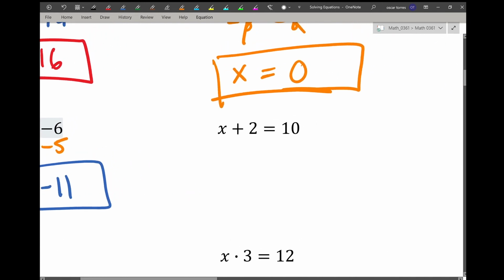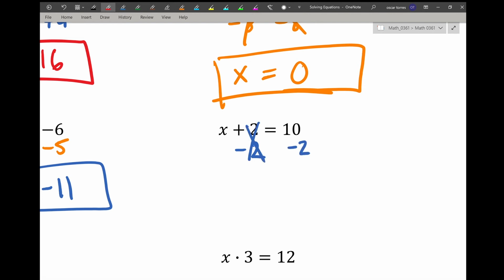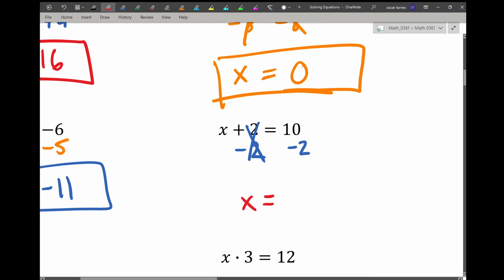All right, so moving on to the next one, x plus 2 equals 10. I want to get the x by itself, so I'm going to do the opposite of whatever's happening to it. X is being added to 2, so I'm going to subtract 2. And what I do to one side of the equation, the left side, I do to the right side, so I'm going to subtract 2 from the other side as well. This will leave me with x equals whatever 10 minus 2 is, which is 8, and that would be my final answer.